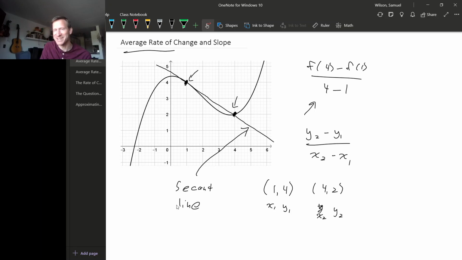It doesn't really have anything to do with the use of the word secant from trigonometry. It's a different sense of the word secant. So a secant line is just one that goes through 2 separate points on a graph. And when you find the slope of a secant line, you're really calculating the average rate of change of the function between those 2 points.